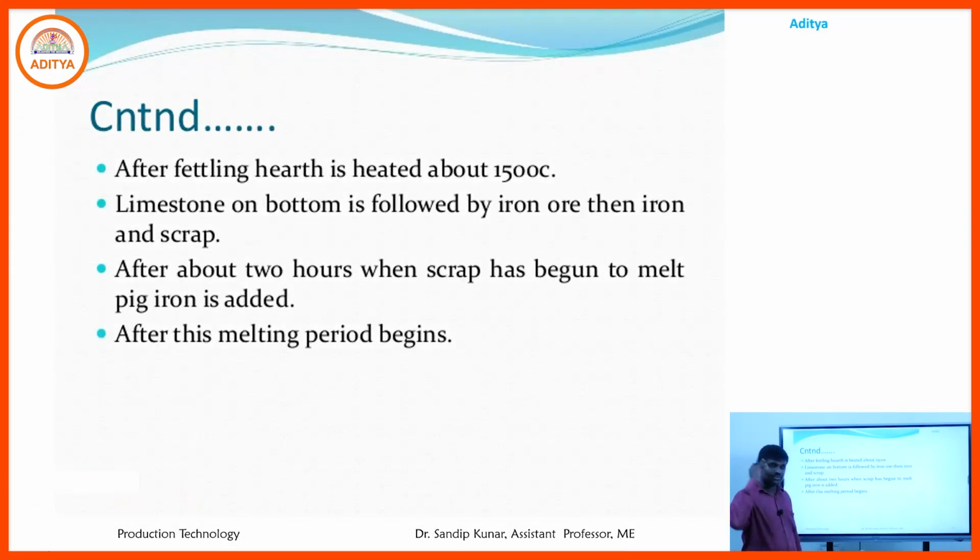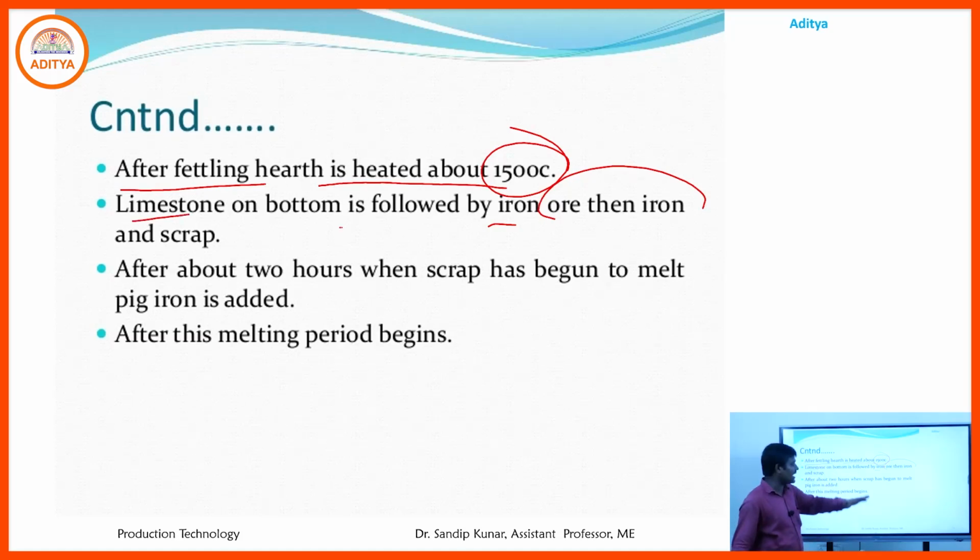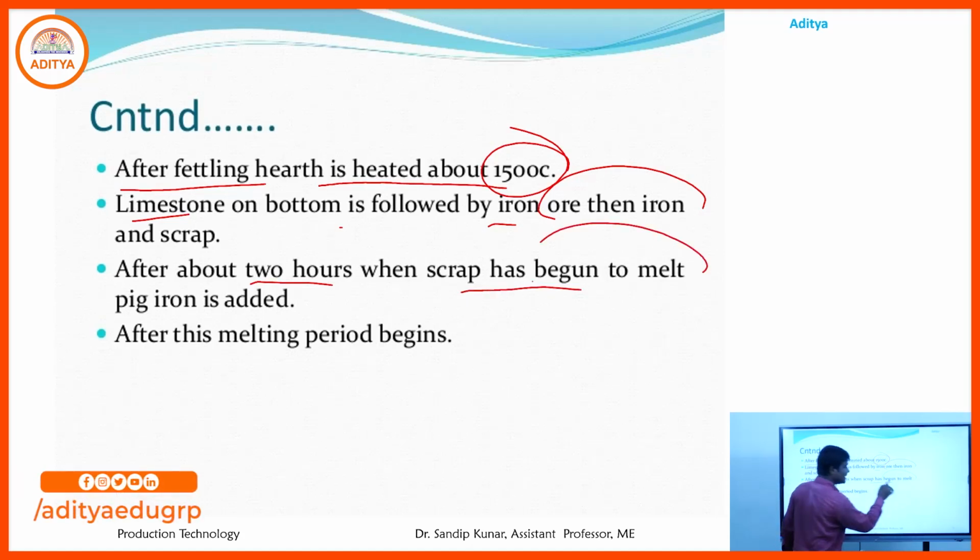After fettling, the hearth is heated using the open hearth principle to about 1500 degrees centigrade. First we keep limestone on the bottom, then iron ore, then iron and scrap in the furnace. After about 2 hours, the scrap begins to melt.